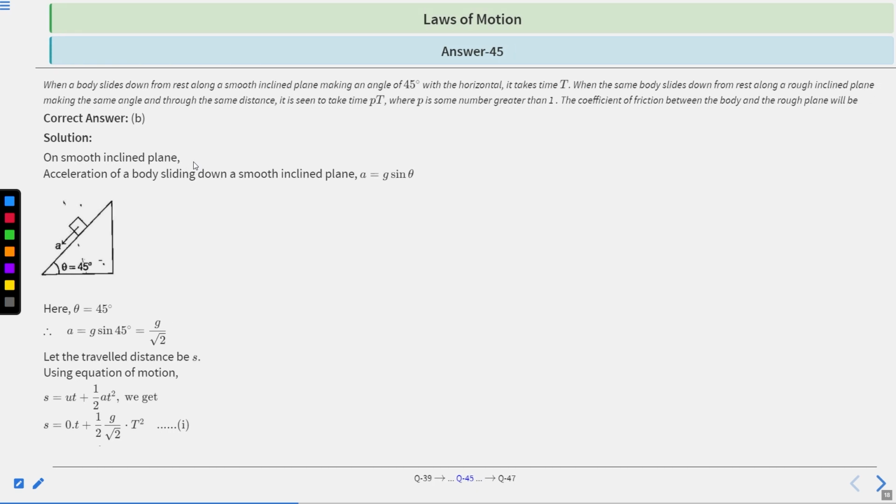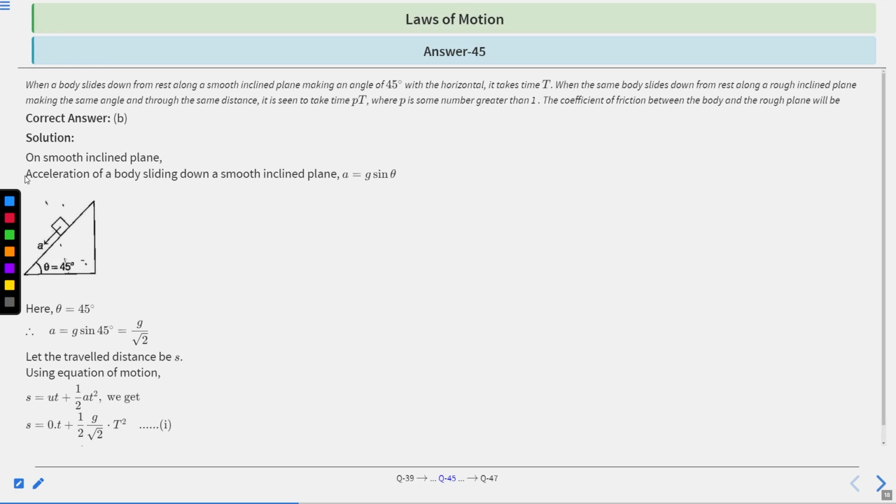Let's find a solution. According to the question, on a smooth inclined plane, the acceleration of a body sliding down is a equal to g sin theta. Here theta equals 45 degrees, so a equals g sin 45 degrees, which is equal to g upon root 2. Let the travel distance be s.